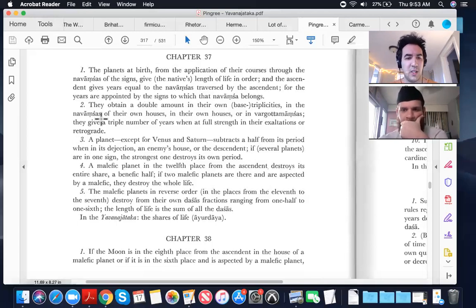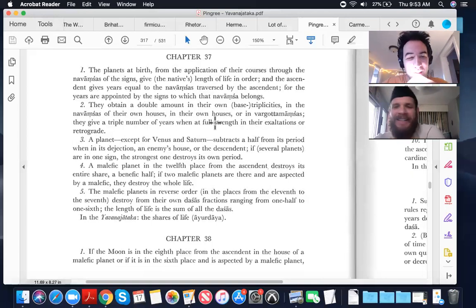Okay, so the idea would be that if we were looking at Saturn, it would obtain a double amount in its own triplicity, in its own Navamsha, in its own house as well, maybe, and then in their Gotamshas, and then they give a triple number of years when at full strength in their exaltations or retrograde. So they give the most powerful. They would give 57 years maybe for Saturn. So I don't know. It's not really clear. Yeah, I'm just reaching into space hoping to find something here.